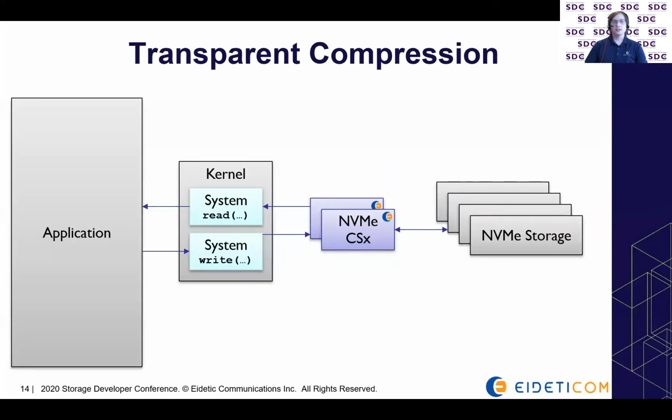Ideally, we can pull this out of the application and into the kernel so that every time the application does a system read or write to the underlying file system, the request is first processed with a computational storage device before being sent on to the NVMe storage.